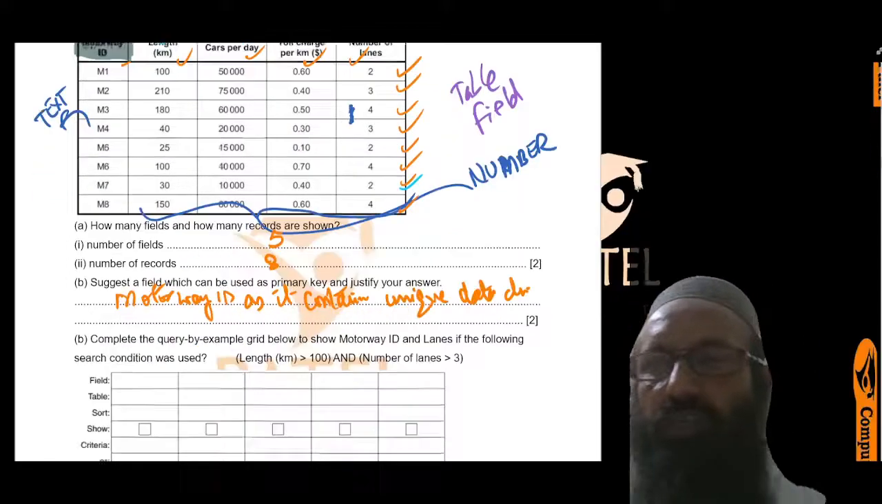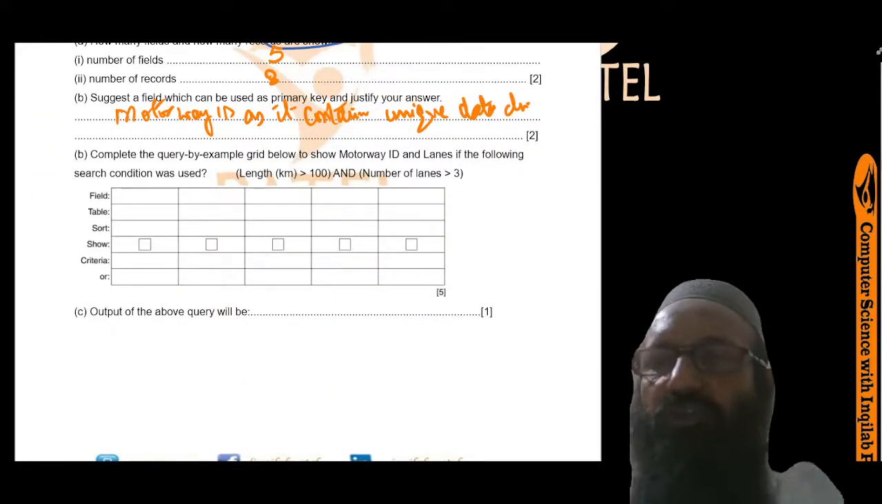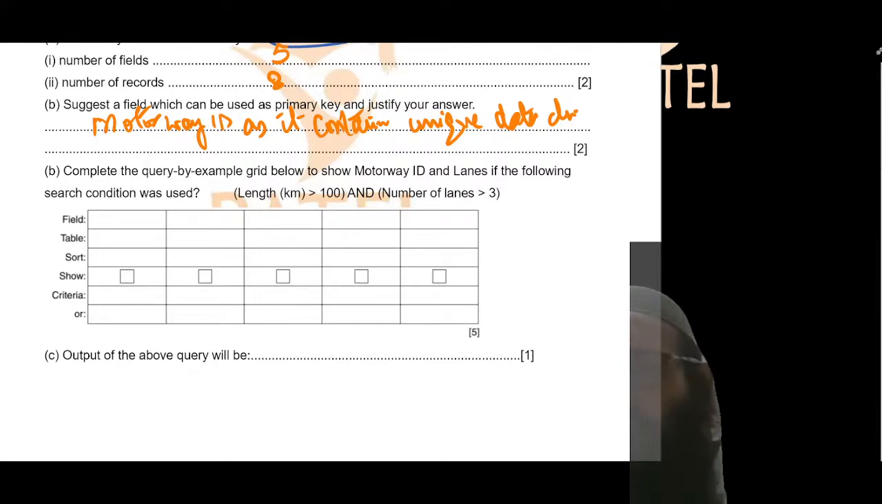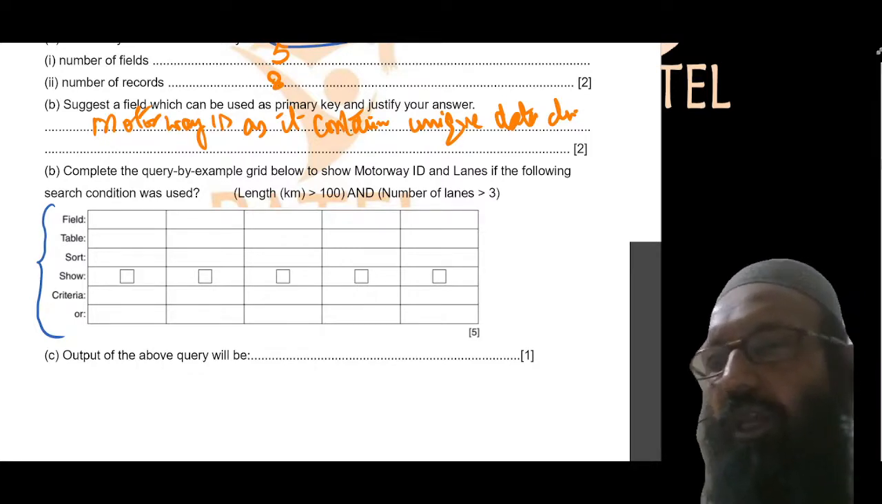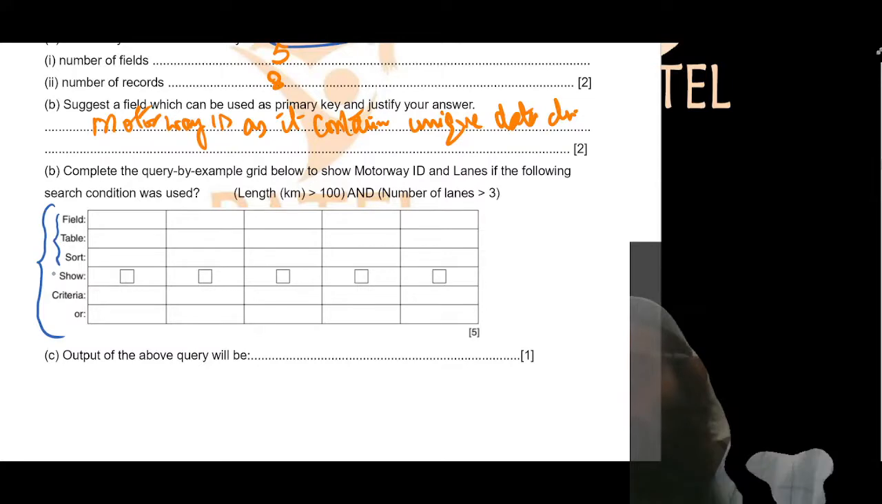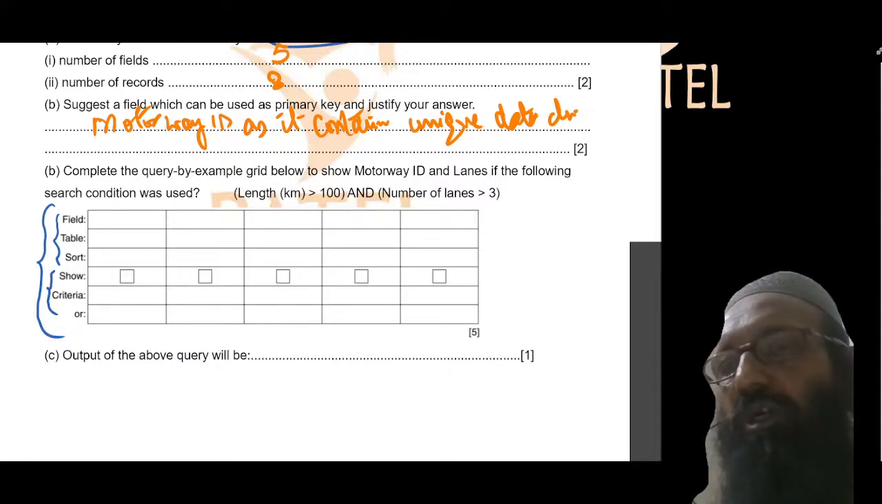Right, bachcho. Now the second part of our syllabus is to search records. To search records, we use this type, known as query by example. In the query by example grid, we have these 6 rows. In the first row, we write down the fields which will be used to search records, then the table. In our syllabus, we have a single table database, so we will write down the table name. Then sort. Sort means if you want to arrange the data in any order, ascending or descending. Then show. Show means which fields are to be shown, and then the criteria on which we will search the data and show.